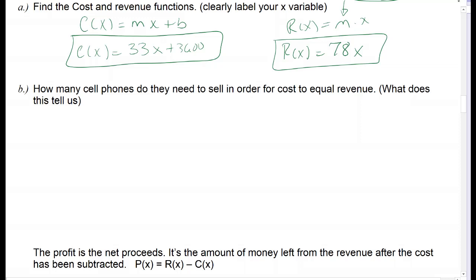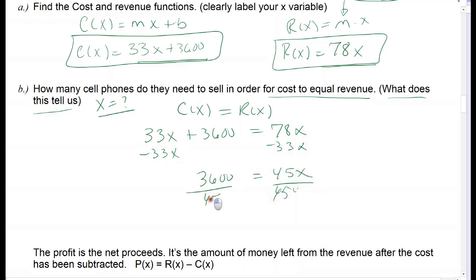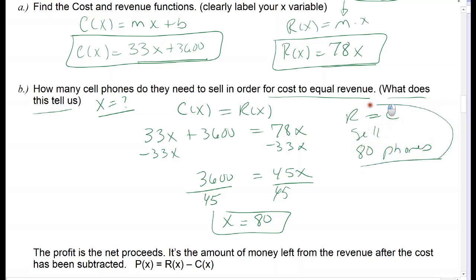Next question, which is actually a very important one. How many cell phones do they need to sell in order for cost to equal revenue? And then we'll get to why that is important. Why do we want to figure that out? We want to know how many cell phones, so we're looking for X, the number of phones, when cost equals revenue. So I'm going to take my cost equation and set it equal to my revenue equation. My cost was 33X plus 3,600. My revenue was just 78X. Solve for X, so I'm going to move 33X to the other side, and then divide by 45. And so X equals 3,600 divided by 45, which is 80. So revenue equals cost when they sell 80 phones.